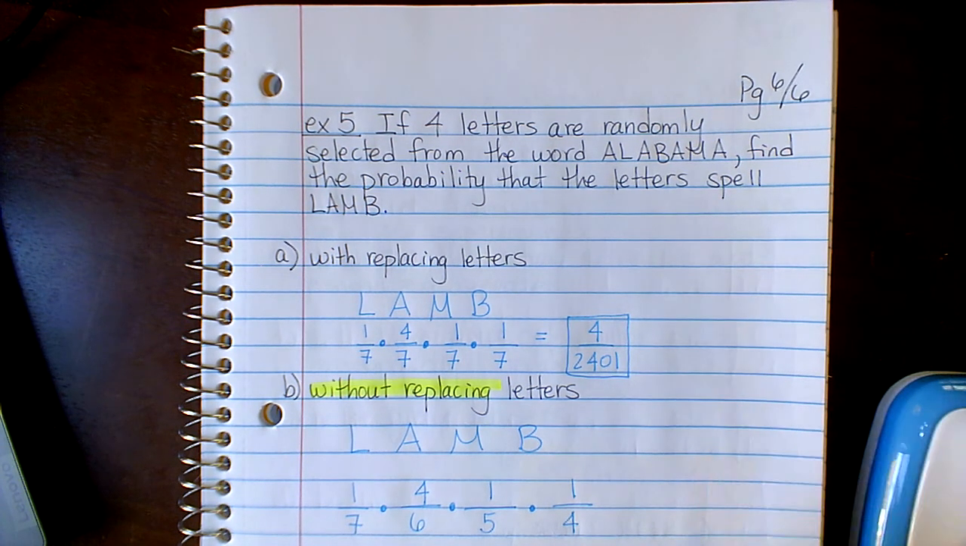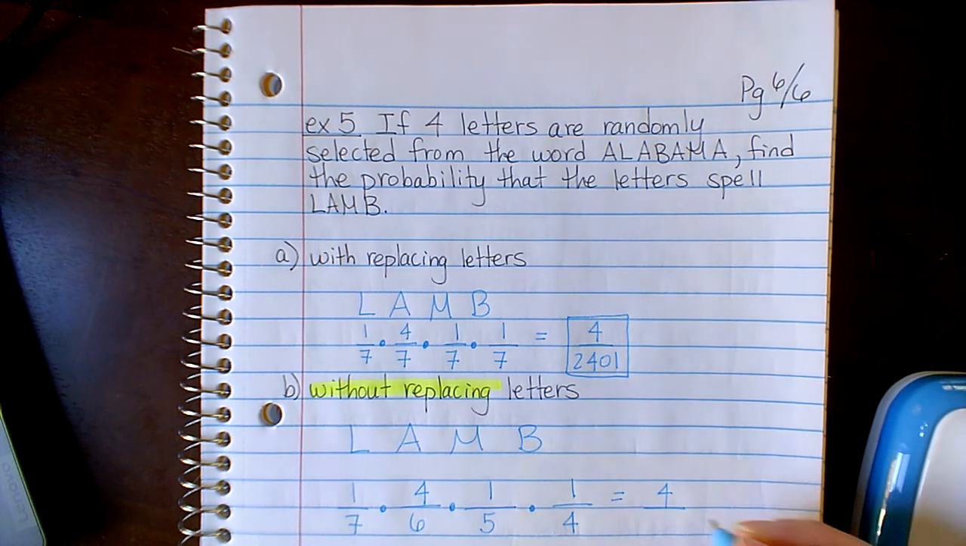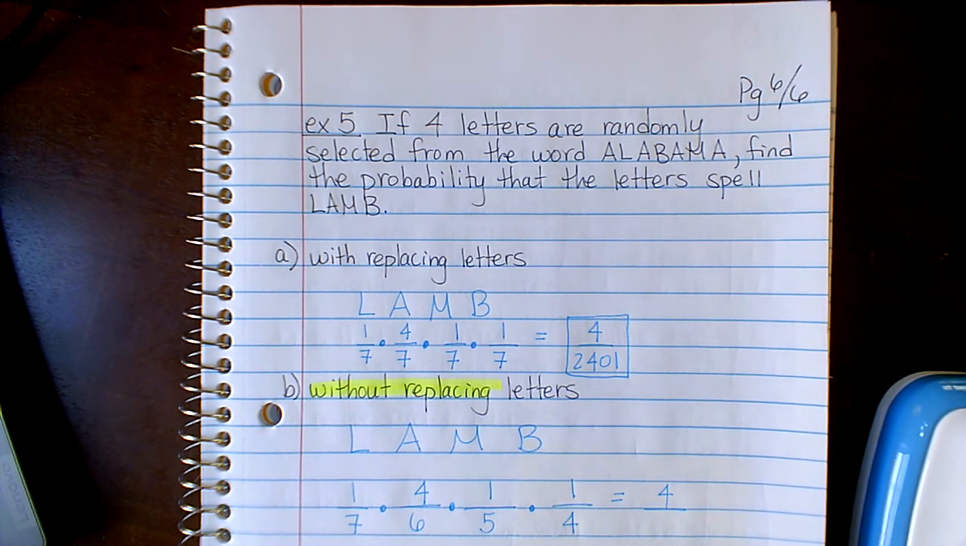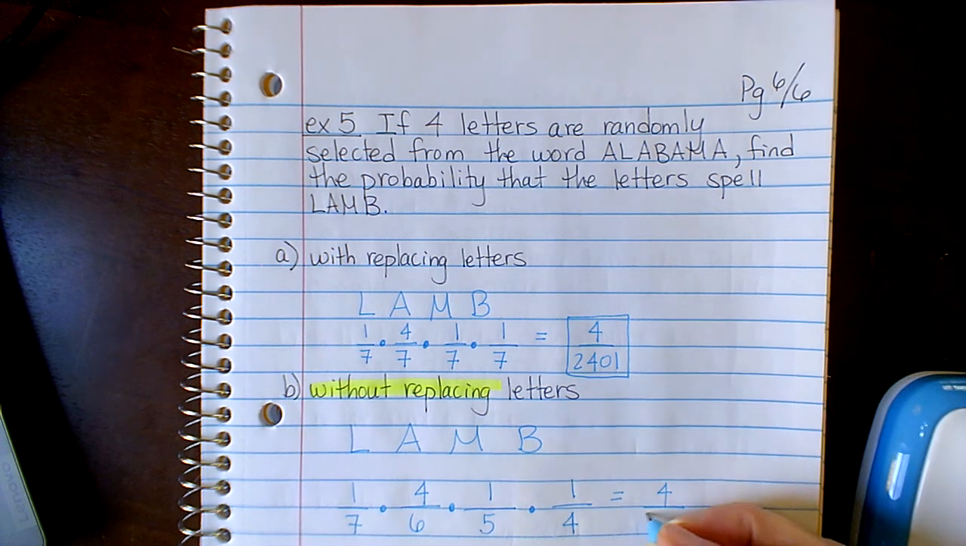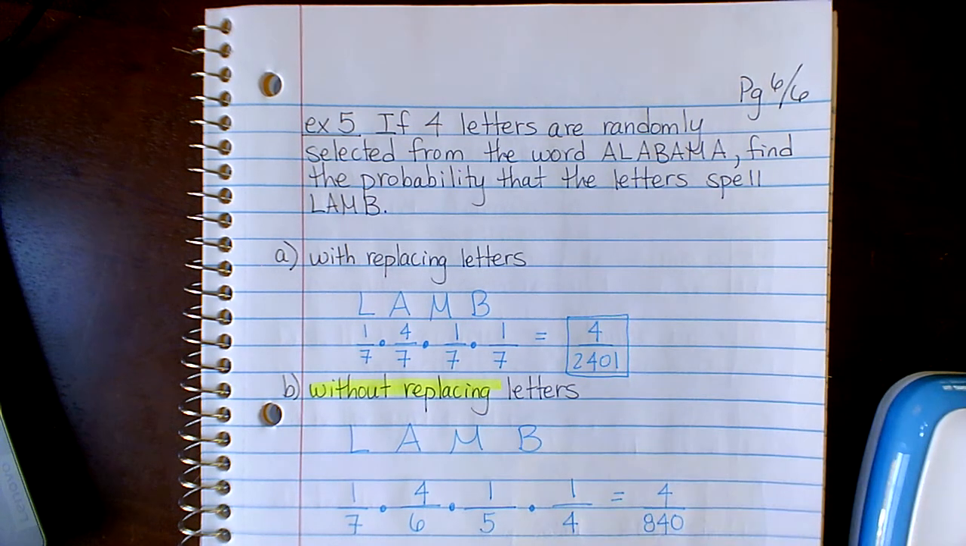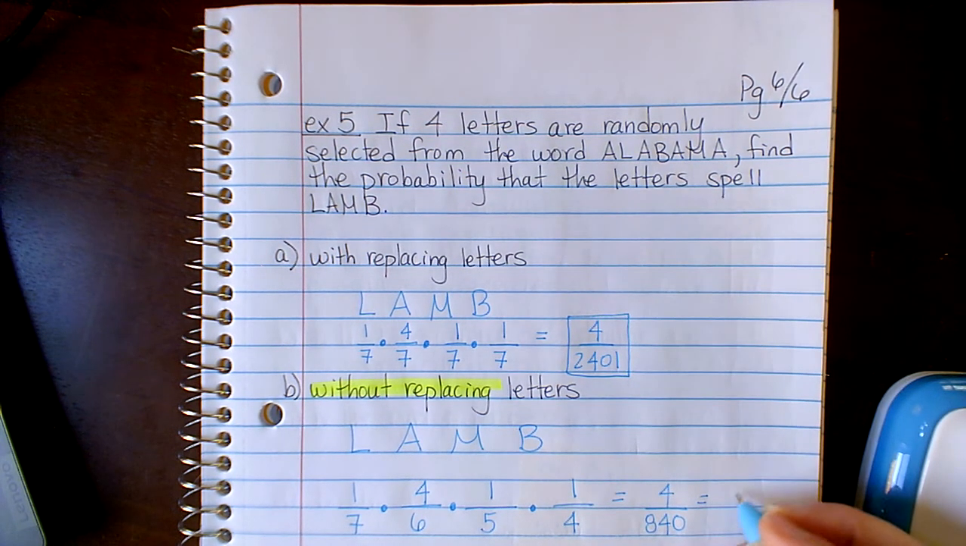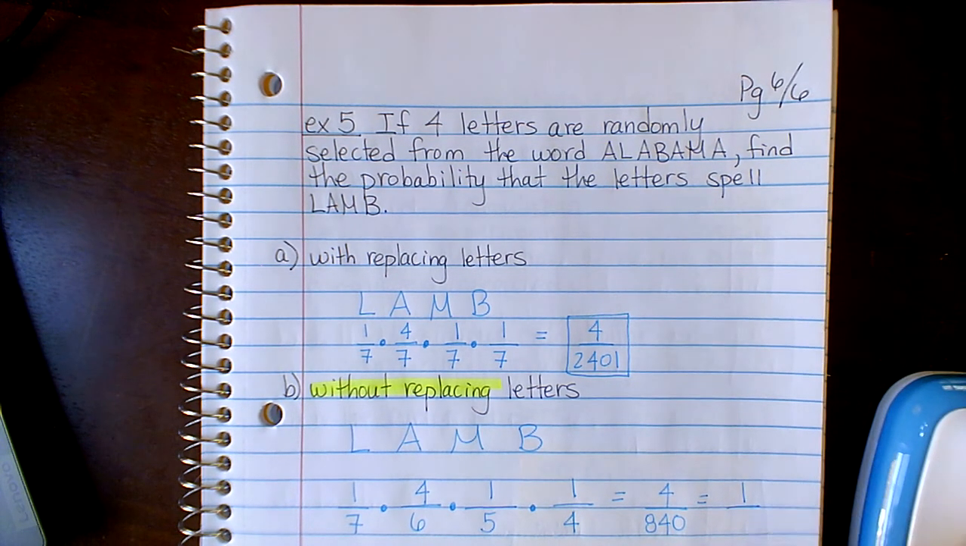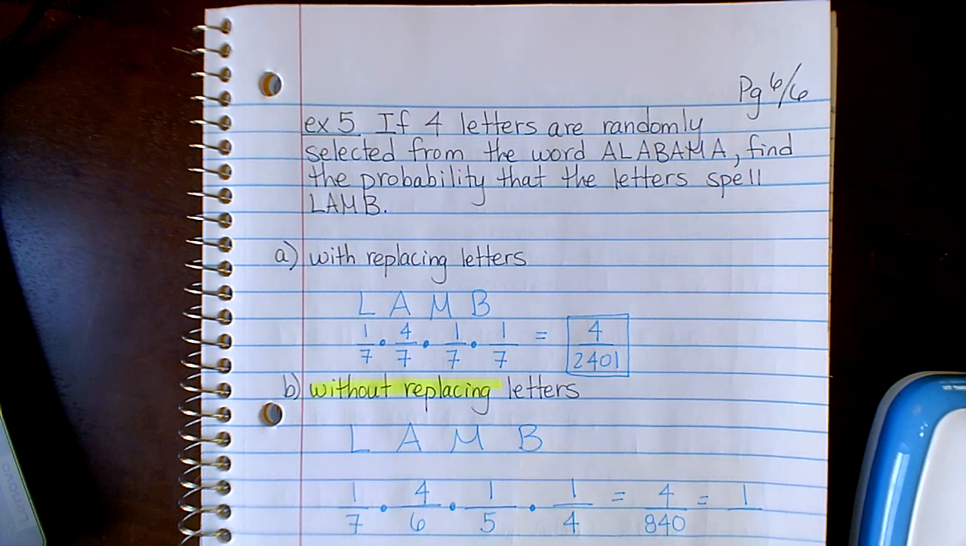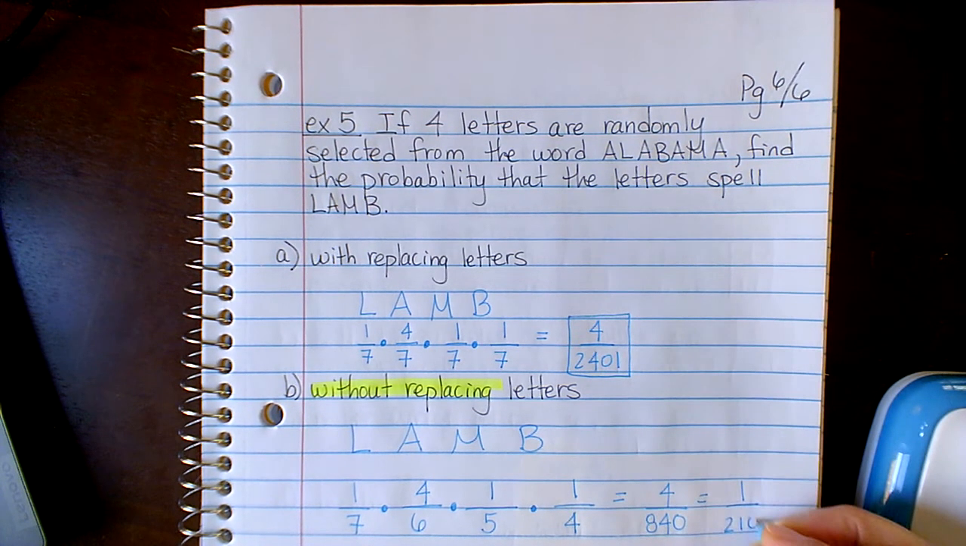Okay, so we're going to multiply that stuff. And I'm going to get 4 on the top, and then 7 times 6 times 5 times 4 is what? 42 times 20, so that's going to be 840, which is divisible by 4. So that's going to be 1 over, is it 210? I'm going to tell you wrong. Yeah, it's 210.